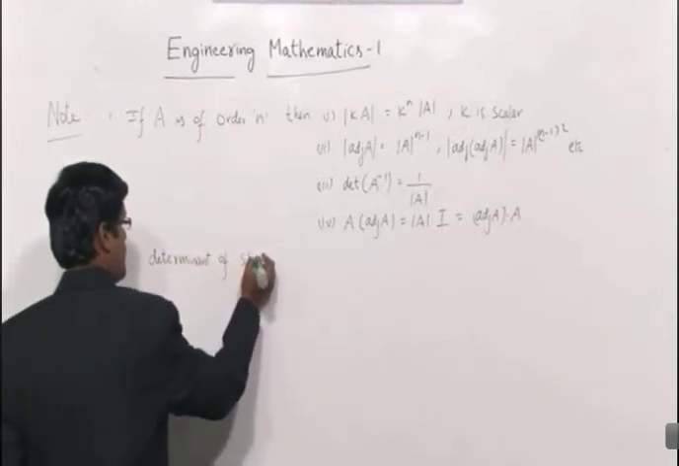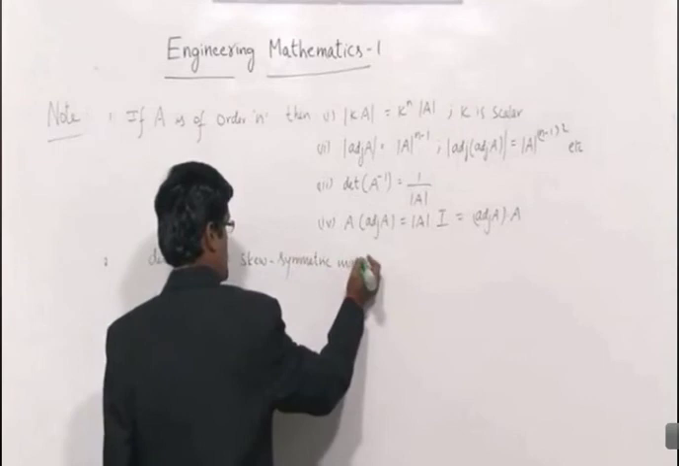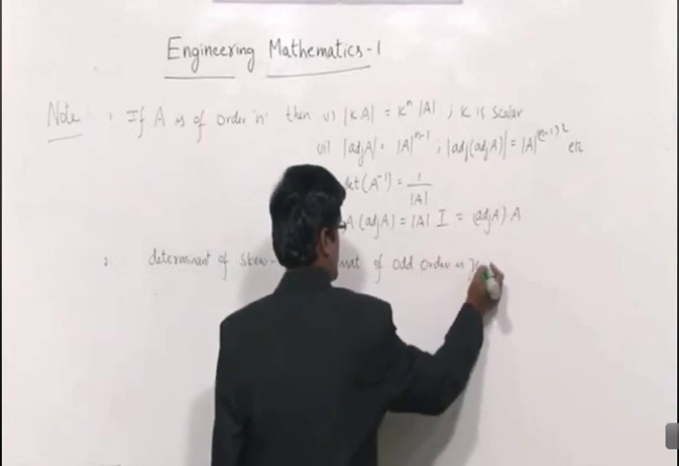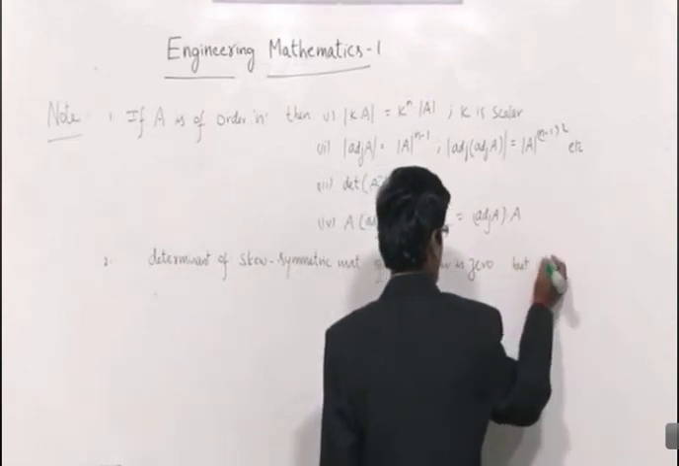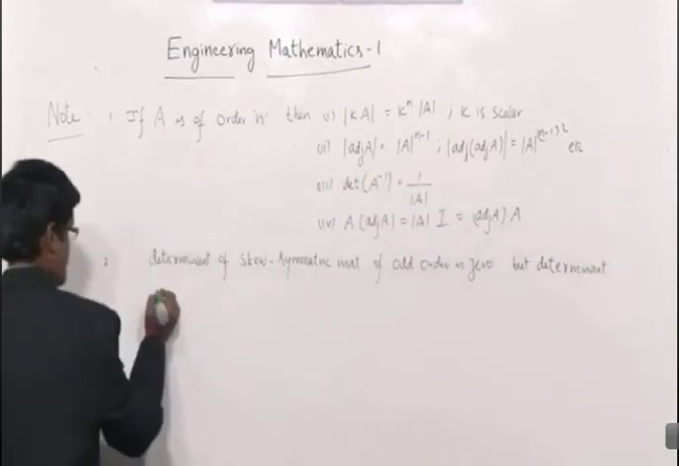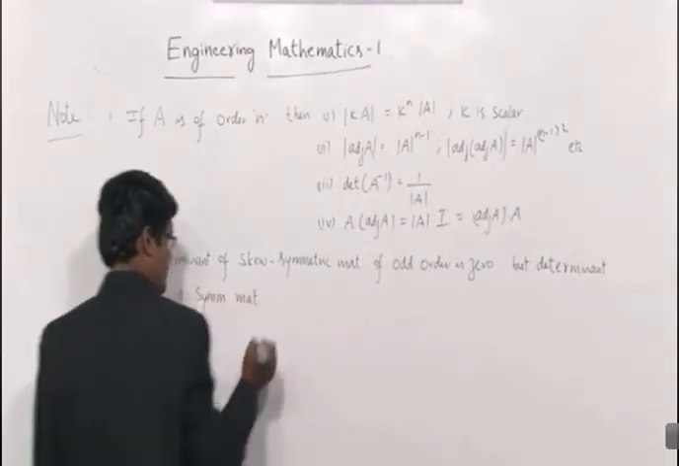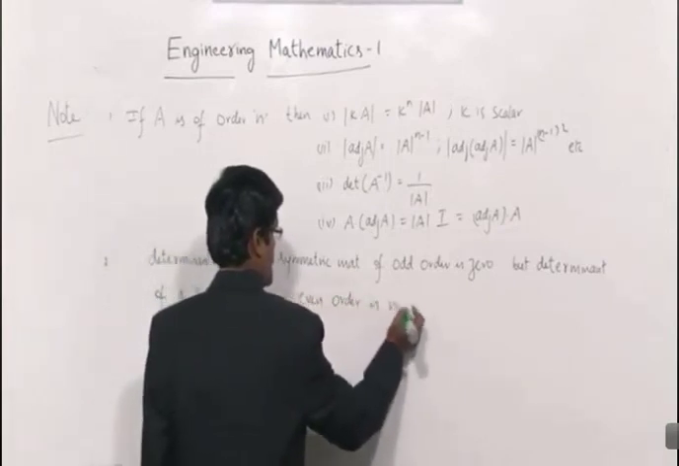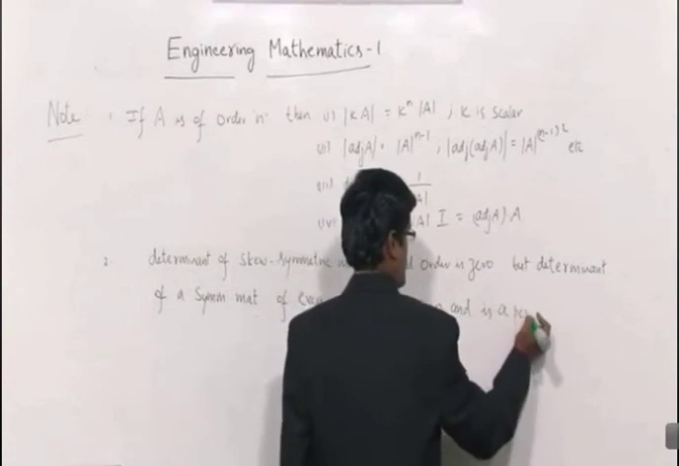These are determinant properties. The determinant of a skew symmetric matrix of odd order is 0, but the determinant of a skew symmetric matrix of even order is non-zero and is a perfect square.